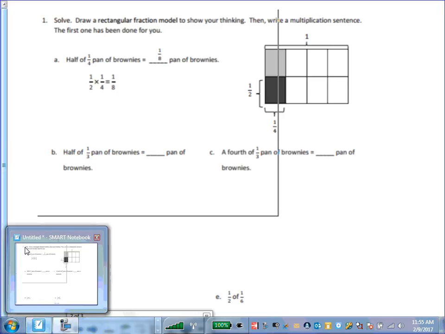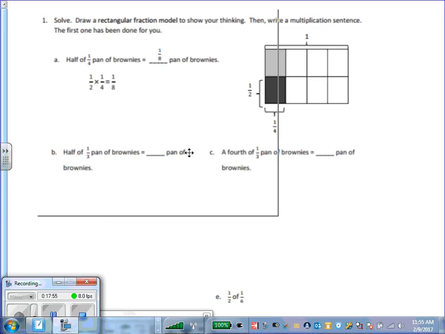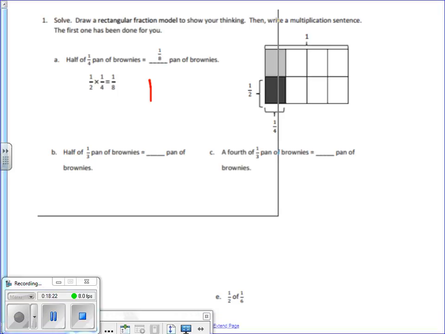Thank you. So, with number 1, the example is done for you, and it says that half of 1/4 of a pan of brownies equals 1/8 of a pan of brownies. I'm going to show you how they did it. They took the rectangle, and they've got 1/4 of a pan. So they took the pan and divided it into fourths.